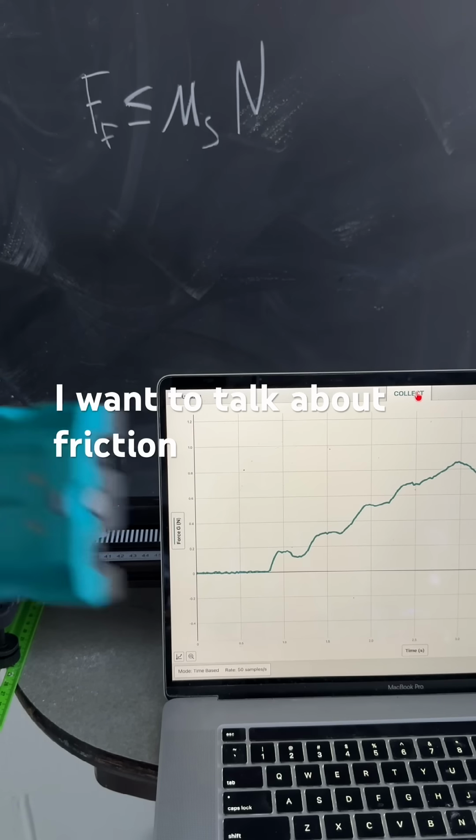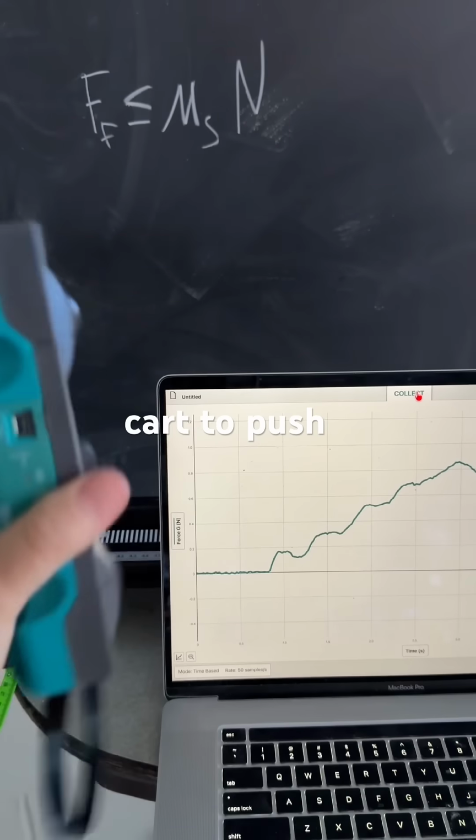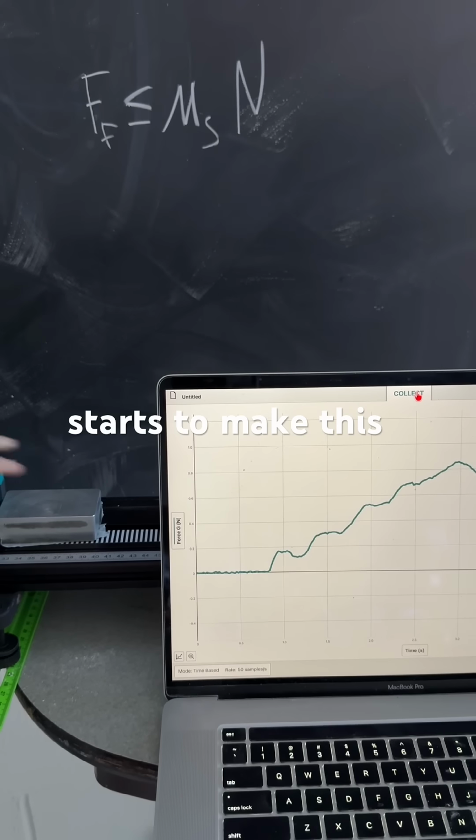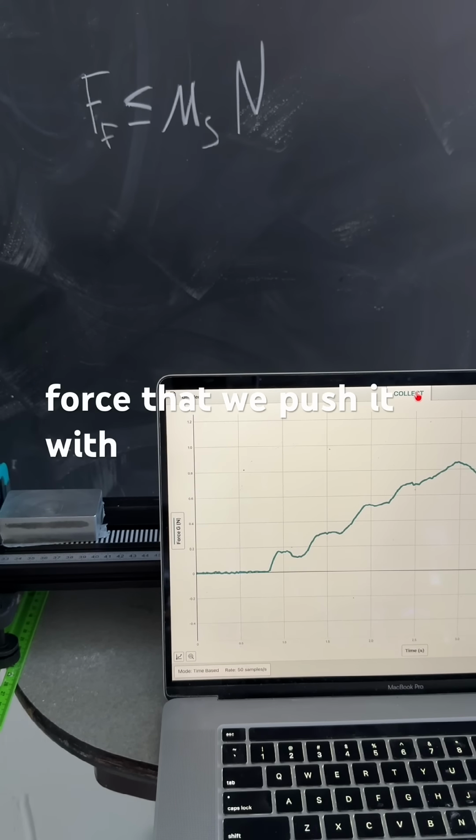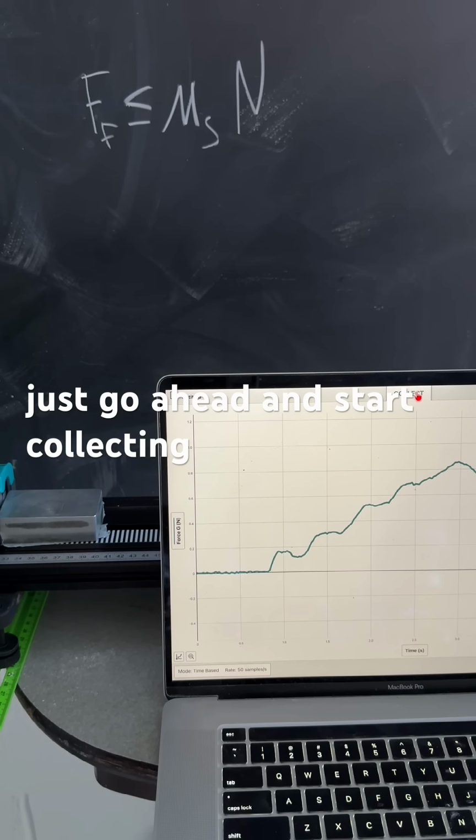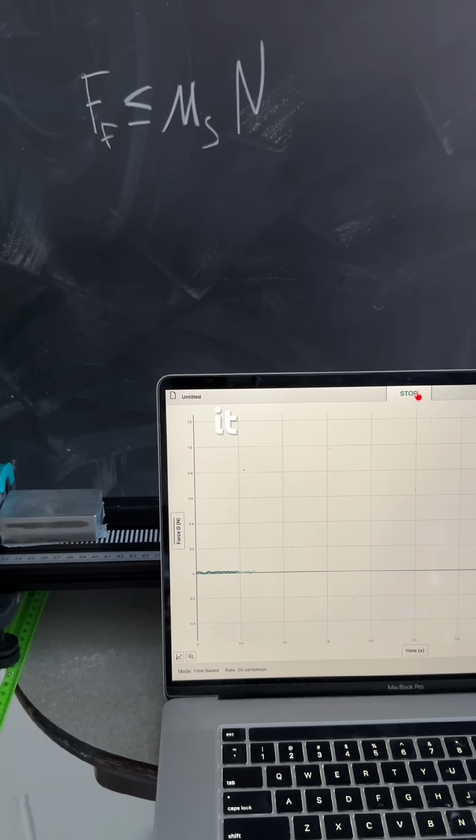Okay, I want to talk about friction, and I'm going to use this force cart to push it until it starts to make this block slide. So we have the friction force there, and we can measure the force that we push it with. Let's just go ahead and start collecting data. I'm going to start pushing it.